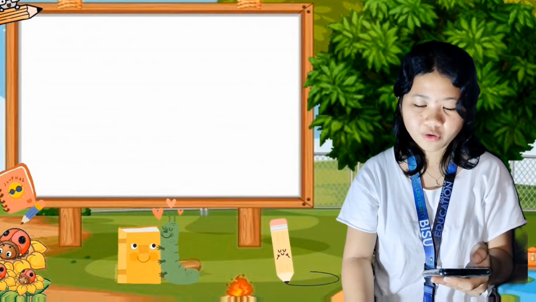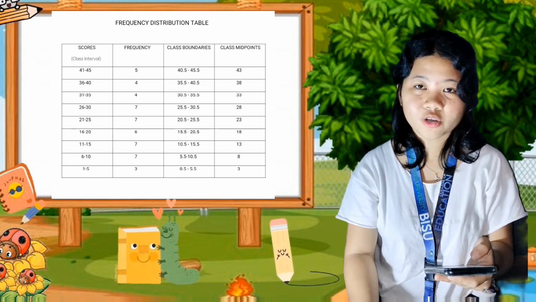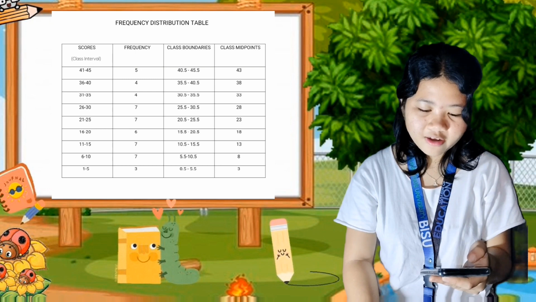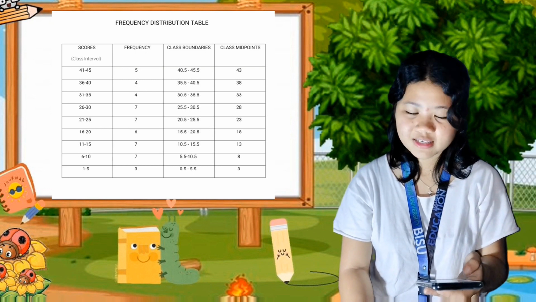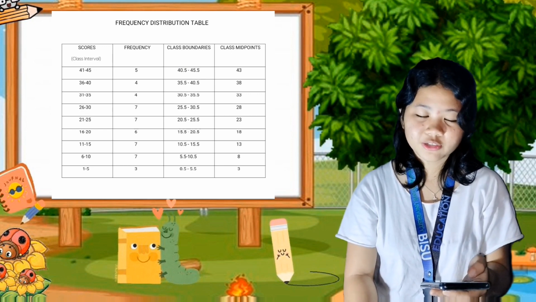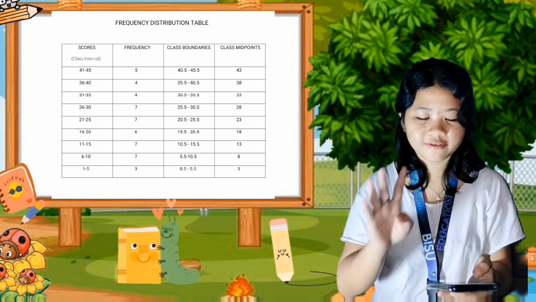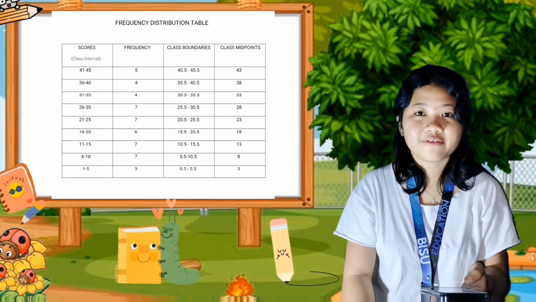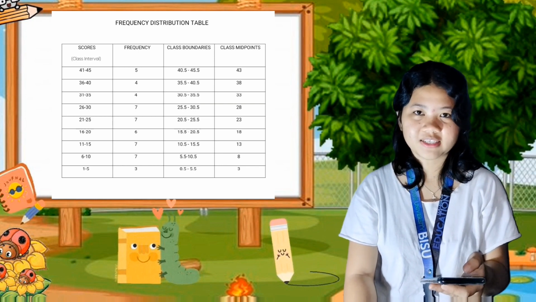From this 1 to 5 scores, we only had a frequency of 3 because only 3 students had scores within 1 to 5. From 6 to 10, we had 7. From 11 to 15, also 7. From 16 to 20, we had 6. From 21 to 25, we also get 7. From 26 to 30, it's also 7. From 31 to 35, we only had 4. From 36 to 40, it's also 4. And lastly, from 41 to 45, we get 5. And that's how we get the frequency.